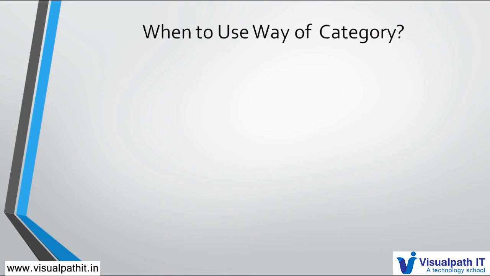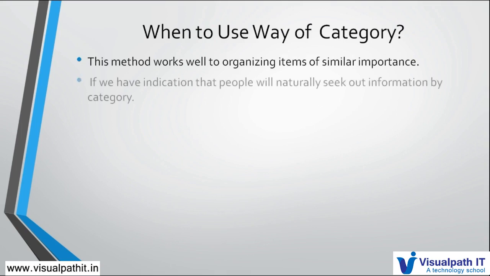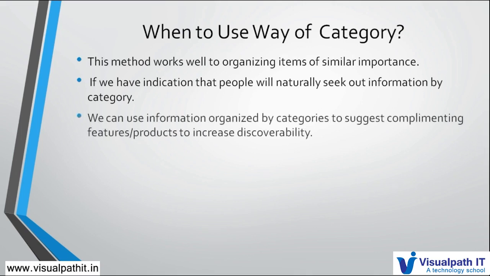Let's see two ways of using categories. This method works well to organize items of similar importance. If we have indication that people will naturally seek out information by category, we can use information organized by category to suggest completing features or products to increase discoverability.